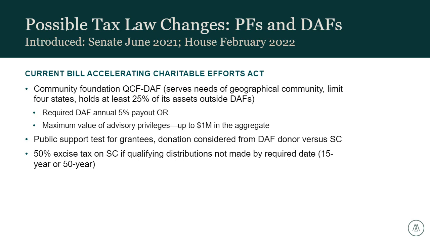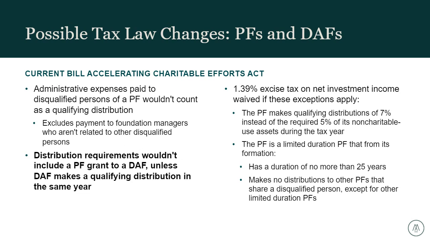Also, there would be a 50% excise tax on the sponsoring charity if qualifying distributions were not made by the required date. As far as private foundation impacts, similar to the Green Book proposal, administrative expenses paid to disqualified persons wouldn't count as qualifying distributions. There is an exclusion. There's always an exclusion, it feels like. And distributions from a private foundation to a donor advised fund wouldn't be considered a qualifying distribution unless that donor advised fund then made a qualifying distribution within the same year. Something that could benefit private foundations is that there would be a waiver of the 1.39% excise tax on net investment income if qualifying distributions were at least 7% for the year versus the required 5%, and also if the private foundation is a limited duration private foundation from its formation.